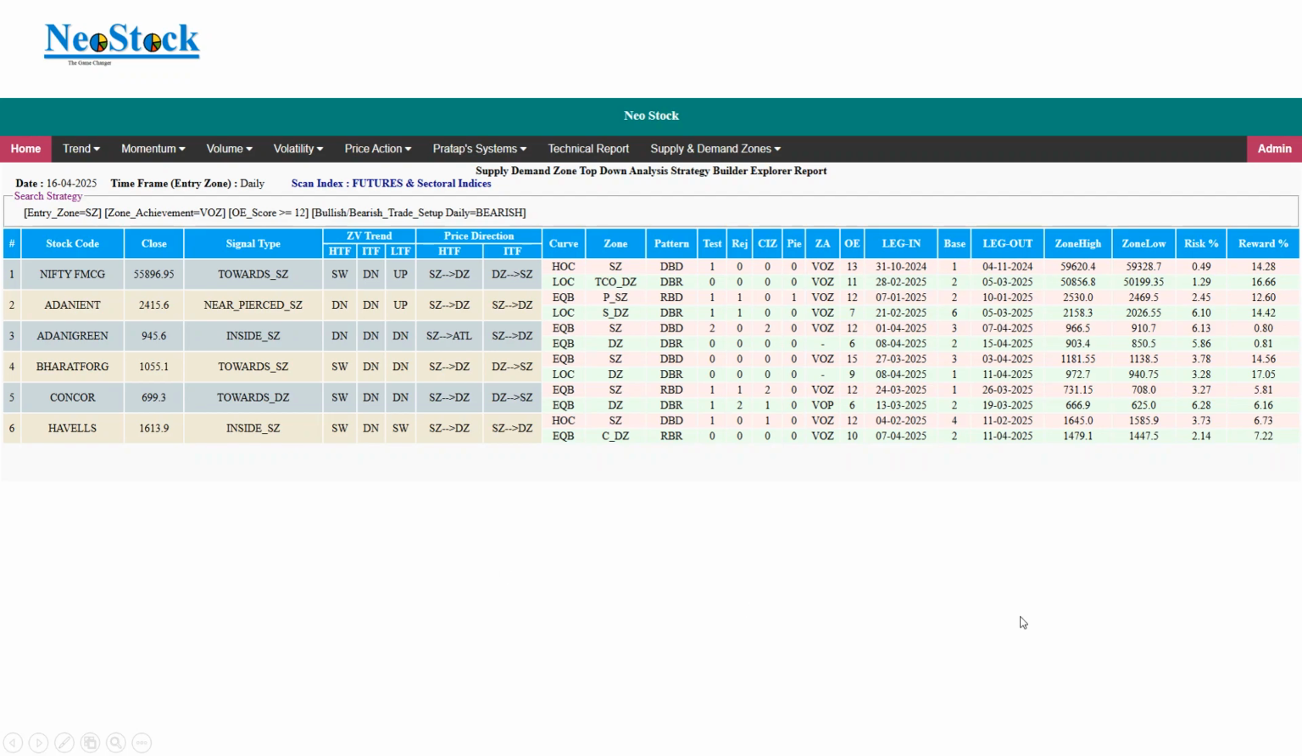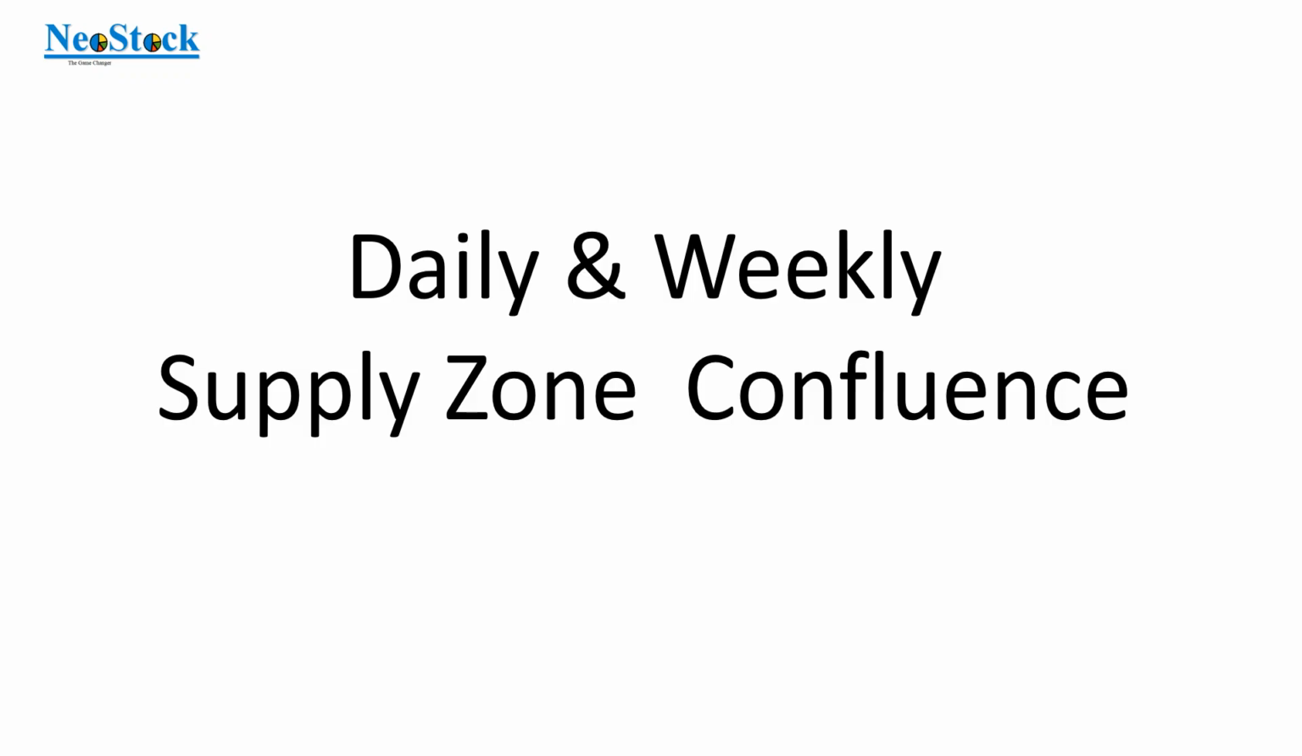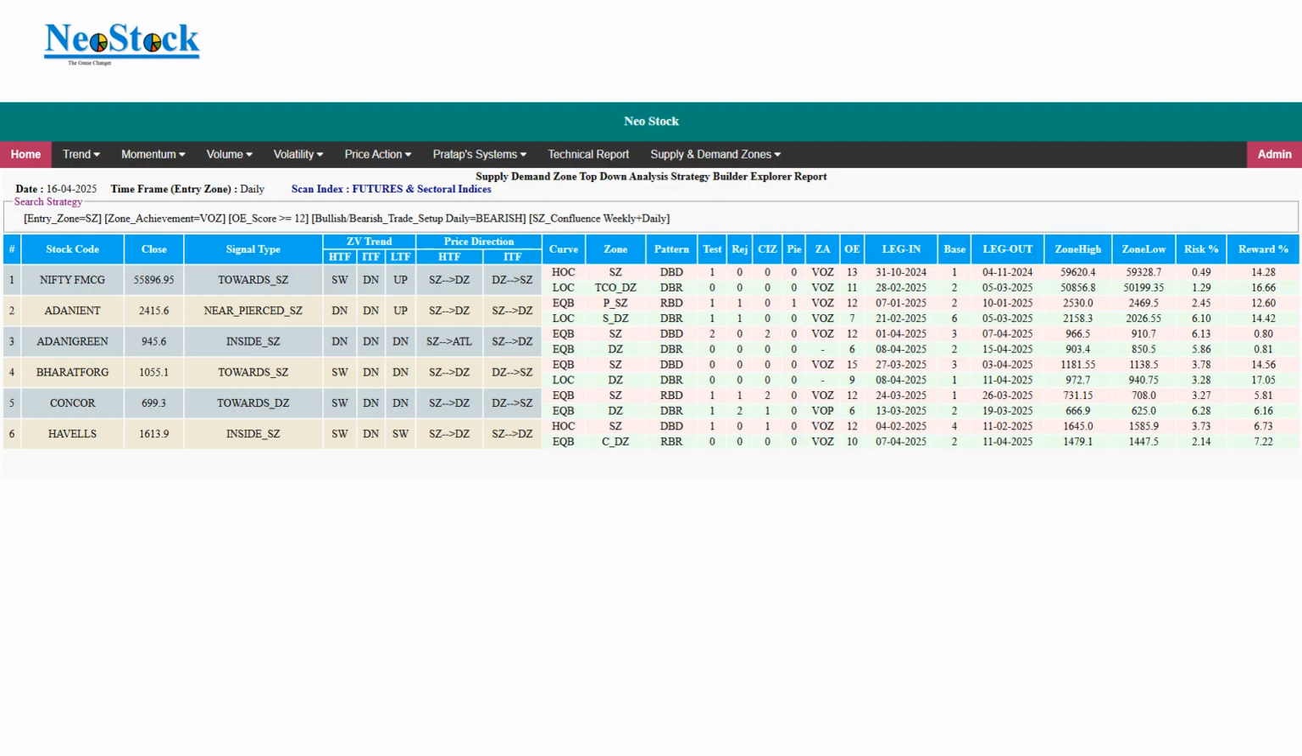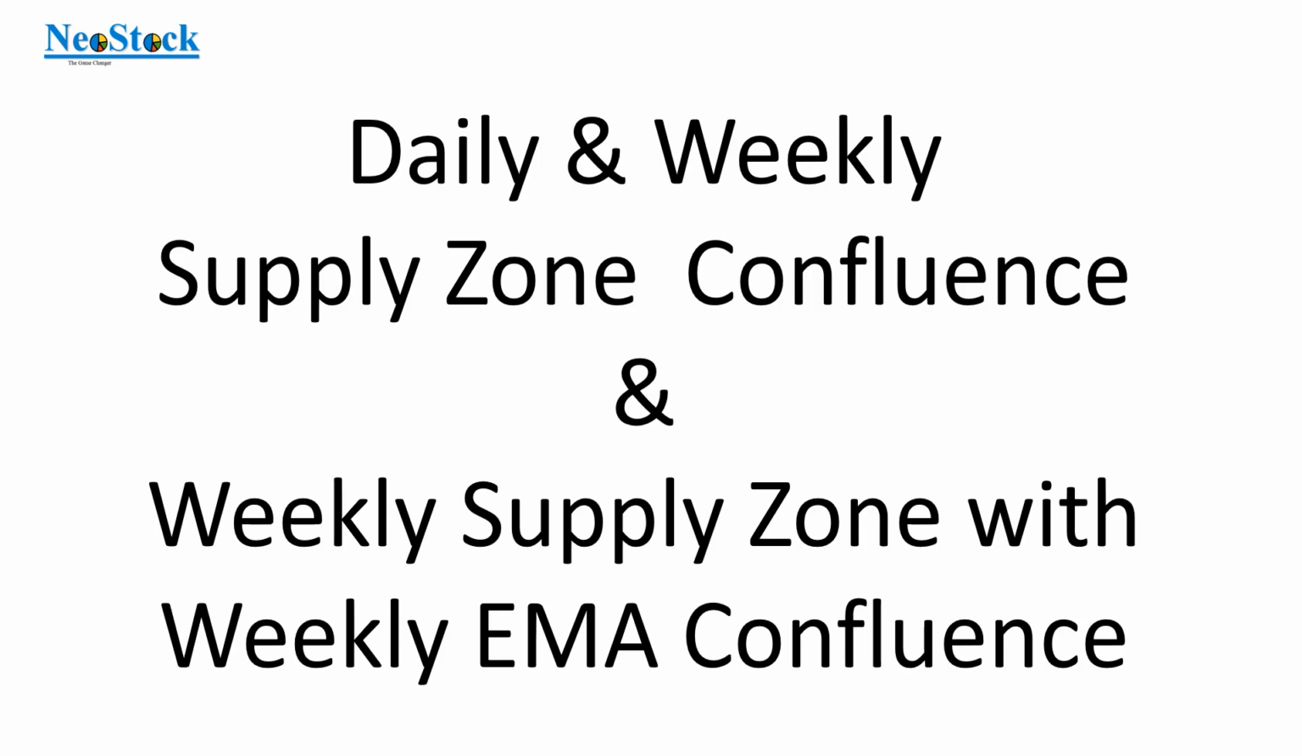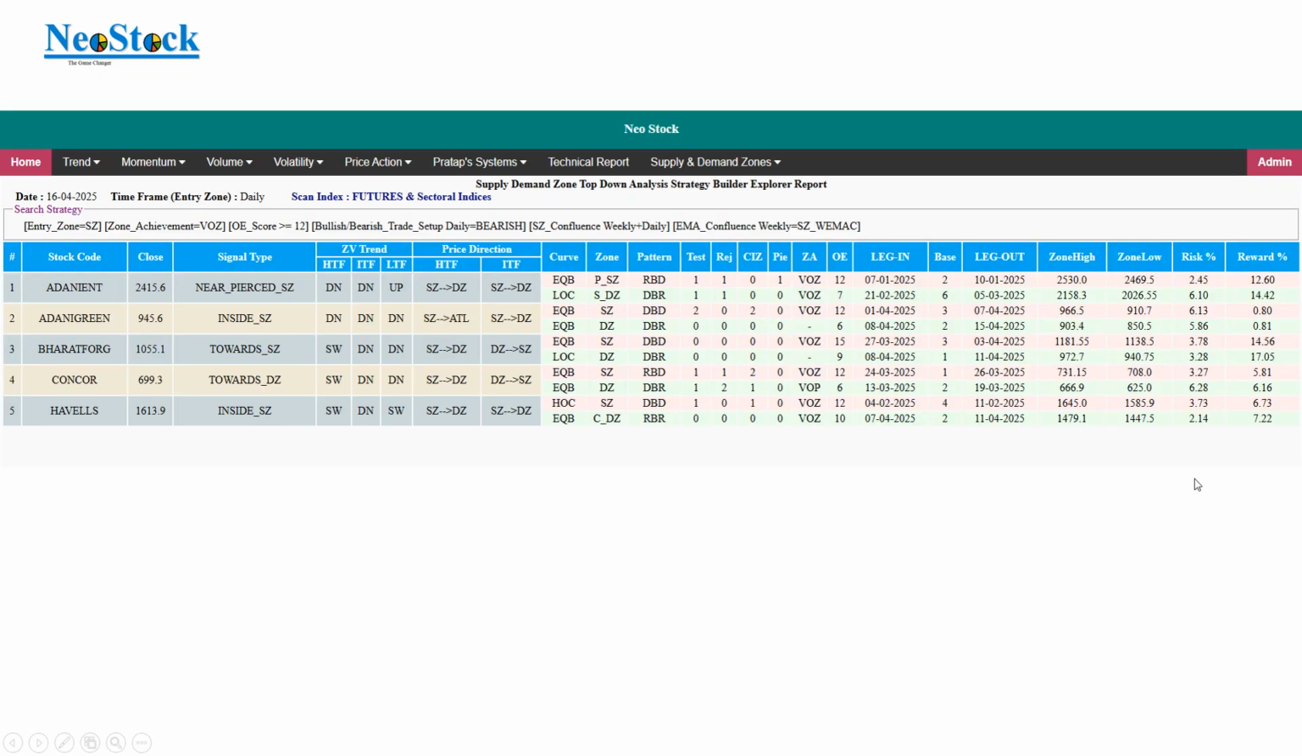Okay, we can further filter based on this zone confluence. That is daily and weekly supply zone confluence. We got all the 6 stocks. Okay, we can further filter based on EMA confluence because daily is overlapped with weekly. So let us check weekly supply zone having weekly EMA confluence. Out of 6, we got 5 stocks. So these 5 weekly supply zones might be having more high probability to get success.